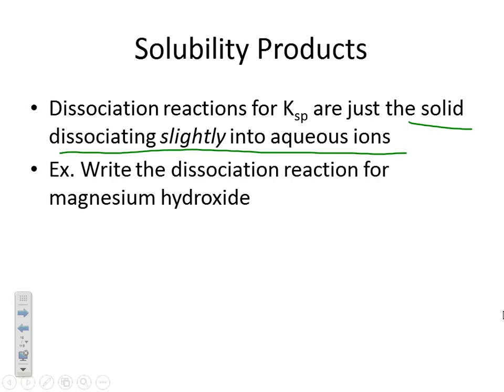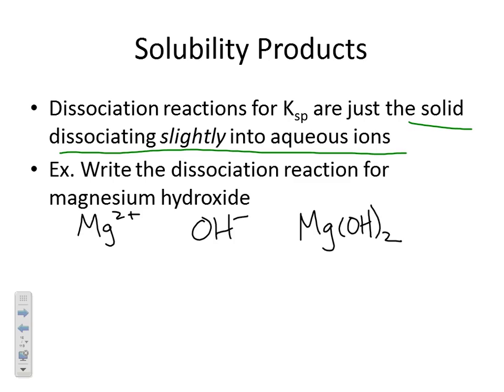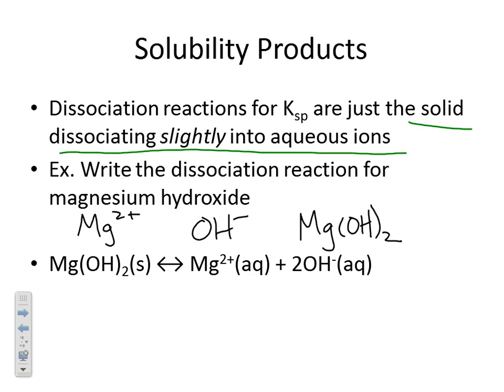For example, write the dissociation reaction for magnesium hydroxide. Magnesium is Mg2+, hydroxide is OH-, so magnesium hydroxide is Mg(OH)2. The reaction would simply be magnesium hydroxide solid dissociates a little bit, that's our double-sided arrow, into magnesium ions and 2 hydroxide ions. Be very careful about this when you're writing these, because in a lot of acid-base dissociation reactions, everything has a coefficient of 1. HA goes to H plus A minus. It's a 1 to 1 to 1 ratio. With solids, it's not necessarily the case. We see that we get 2 hydroxides from 1 magnesium hydroxide.